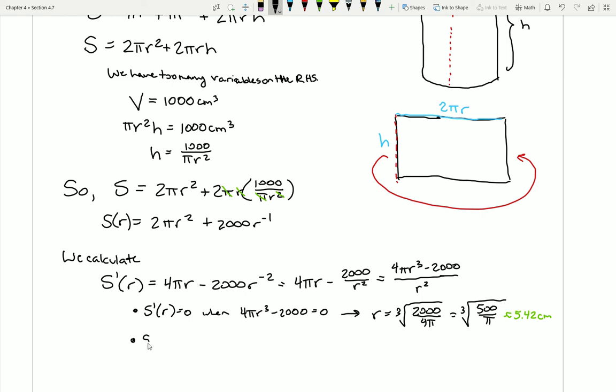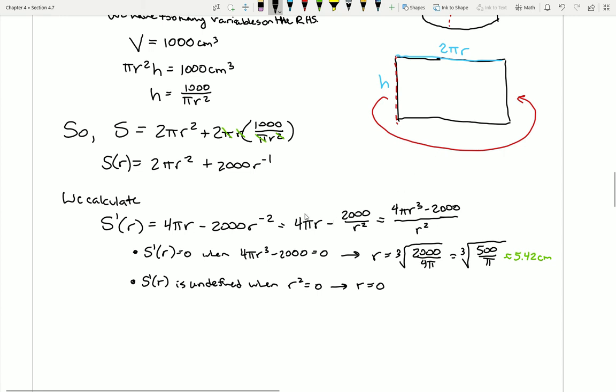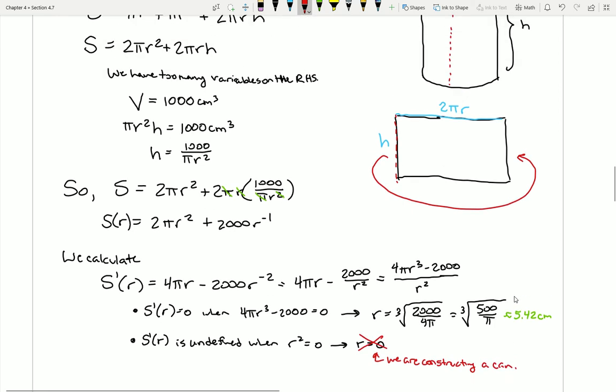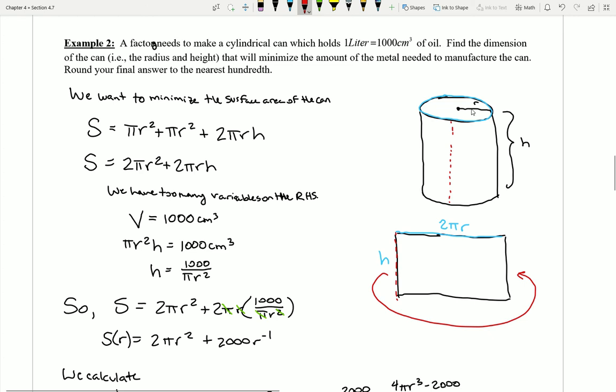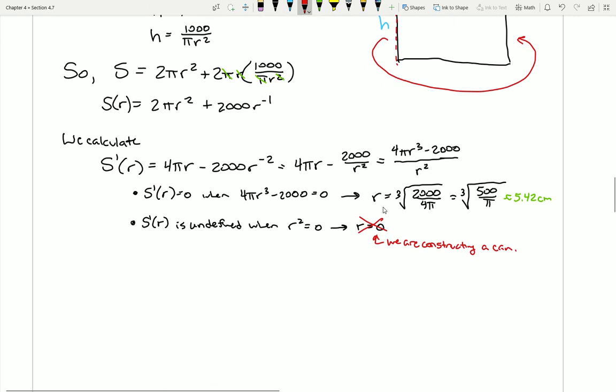Now, before I do that, I'll also note that s prime of r is undefined when r squared is going to turn into 0, which of course implies that r is equal to 0. Now, I can see here that automatically, since I'm going to be constructing a can here, I can probably realize that r being equal to 0 is not really going to be a valid option. So I'll put here that we are constructing a can, right? So if I'm constructing a can, I can't have my radius be 0, then I would have no can. So even though this is a critical value, it's not a realistic critical value.